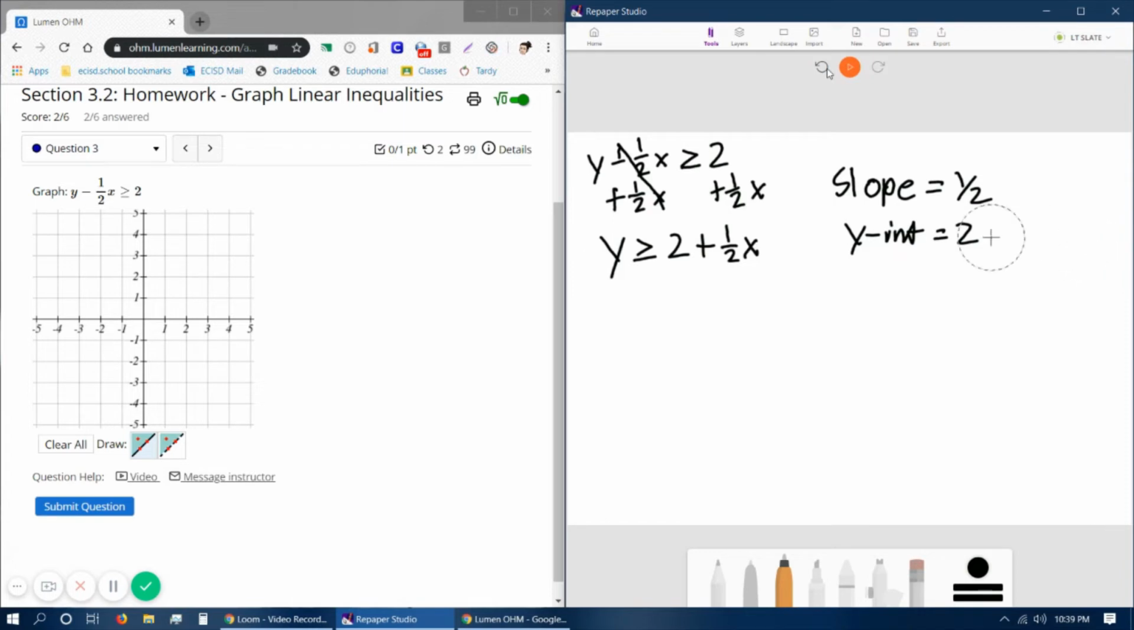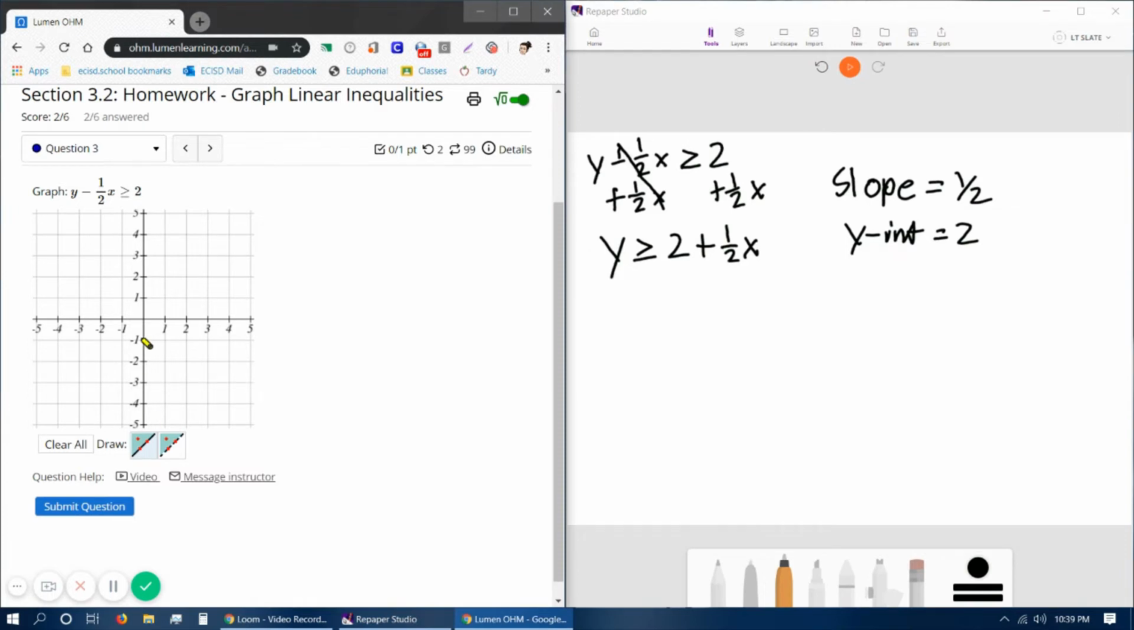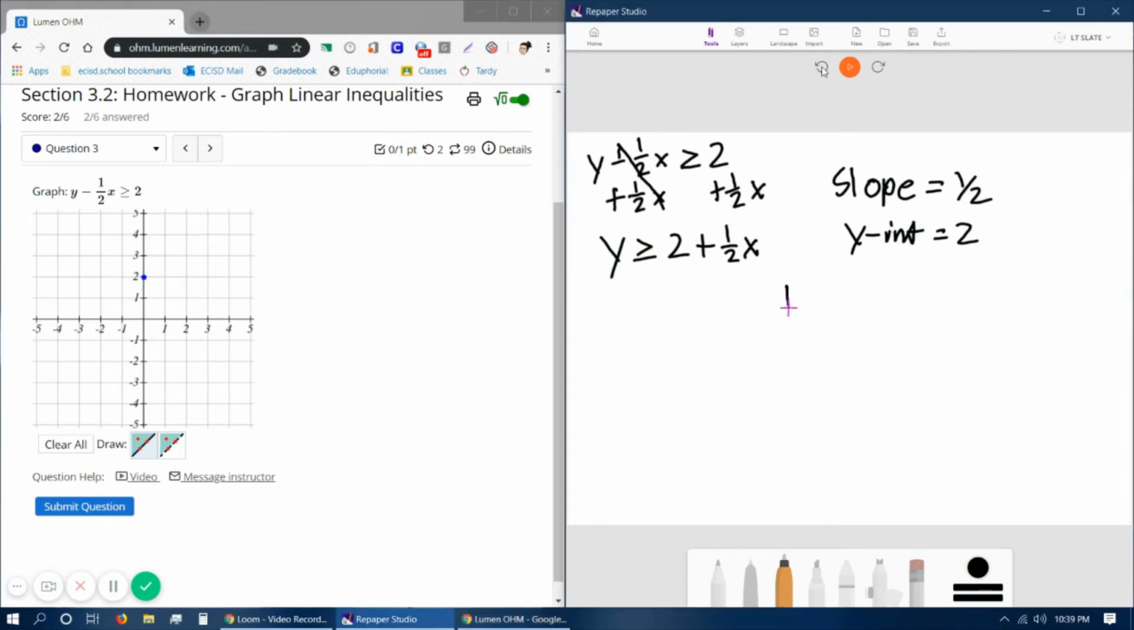Since I do have a line under my inequality, I will need to use a solid line to graph it this time. I'll place my first dot at my y-intercept. Since my y-intercept is 2, I'll need to place my first dot at 0, 2. Now I can use my slope of 1/2 to place my second dot. Since my slope is positive, I need to move up and to the right, or down and to the left.